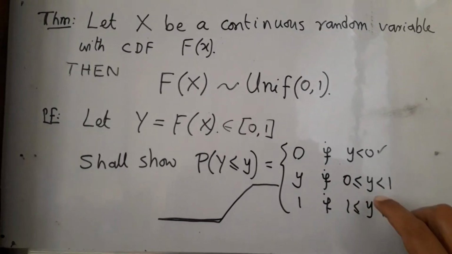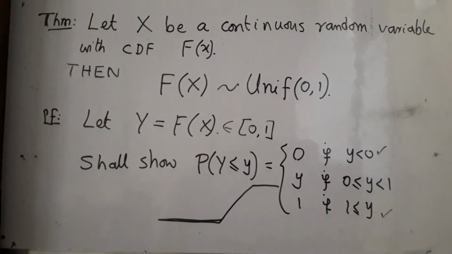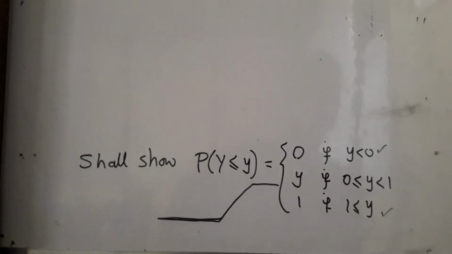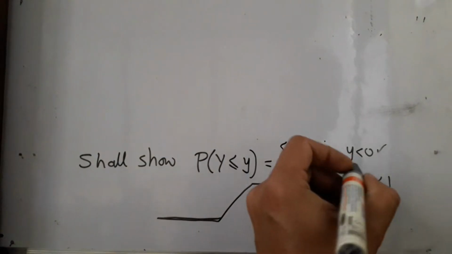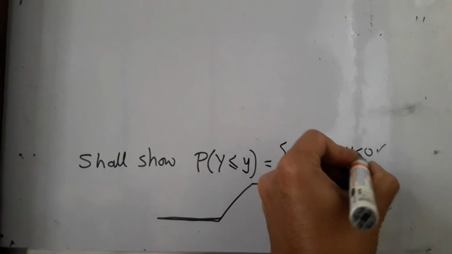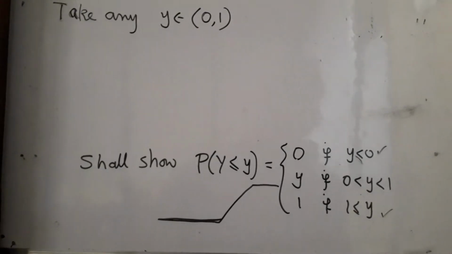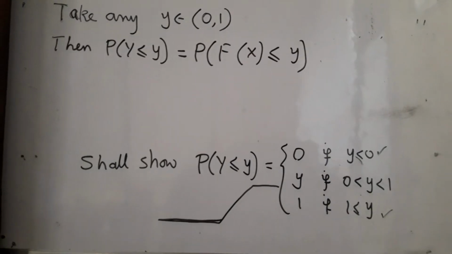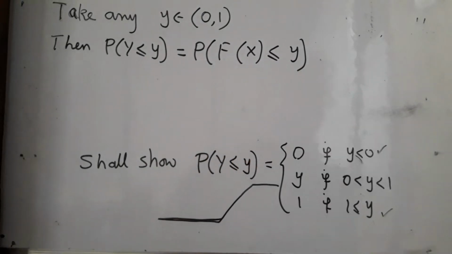We are only left with proving this thing when y lies between 0 to 1. Now just observe that I might as well put this equality over here. That will really not matter. I will get the same thing, but it will help me technically in a moment. I start by taking any y in open 0, 1. Then I shall try to express it in terms of capital X. So this is probability F(X) less than or equal to y.